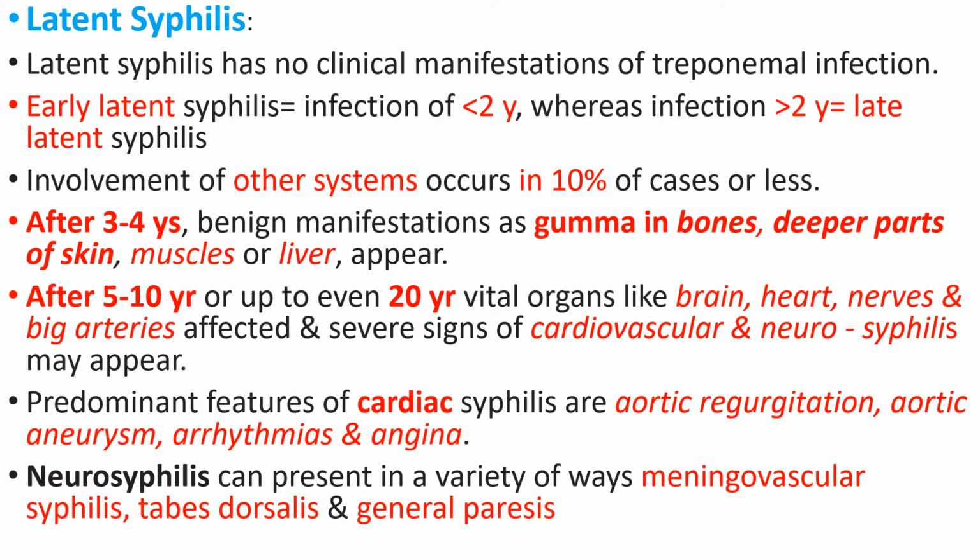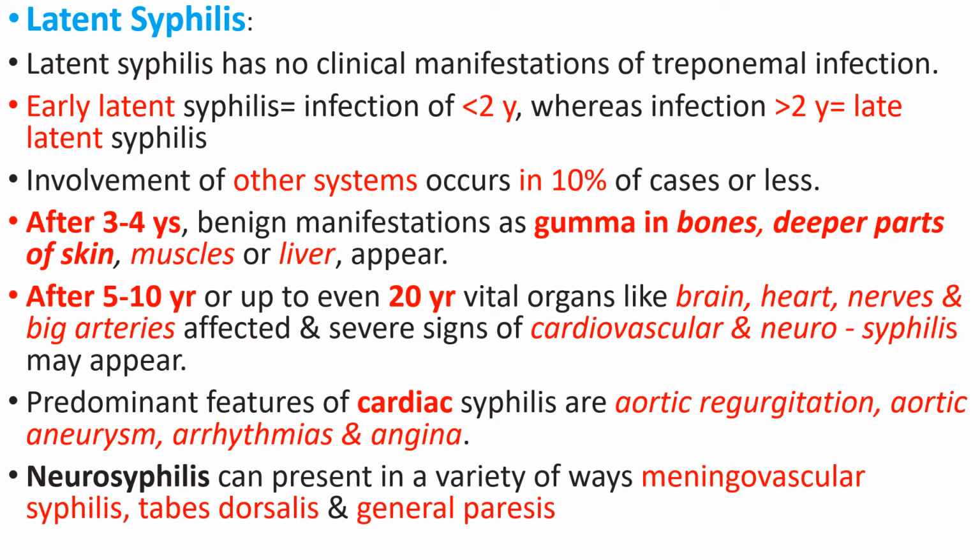Latent syphilis. Latent syphilis has no clinical manifestations of Treponema infection. Early latent is infection of less than 2 years, whereas infection of more than 2 years is late latent. Involvement of other systems occurs in 10% of cases or less. After 4 years, benign manifestations such as gumma in bones, deeper parts of the skin, muscle, or liver appear. After 5 to 10 years, or even up to 20 years, vital organs like the brain, heart, nerves, and big arteries are affected, and severe signs of cardiovascular syphilis and neurosyphilis may appear.